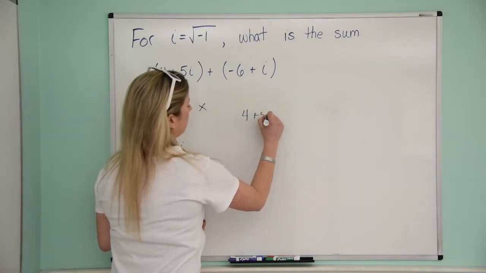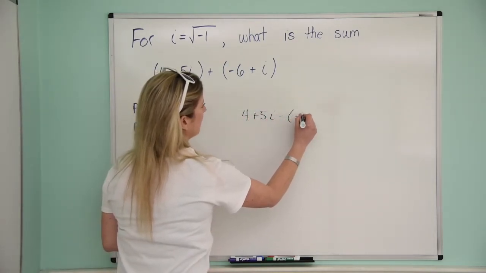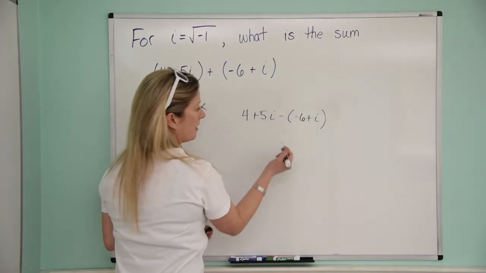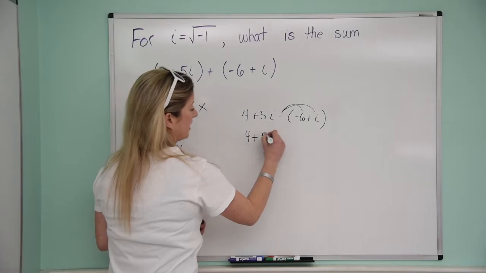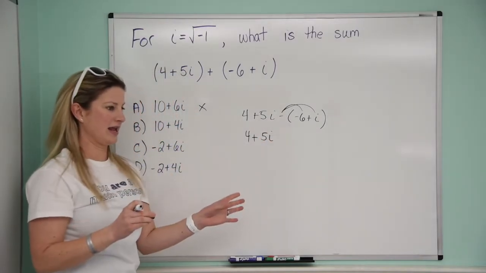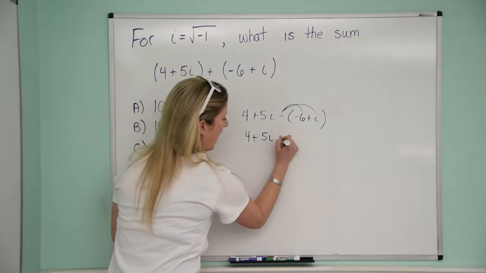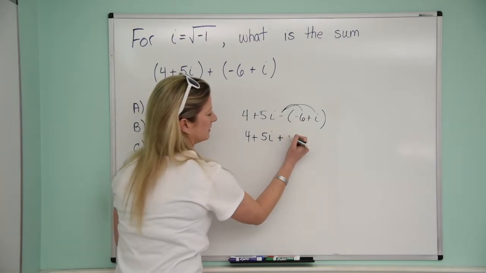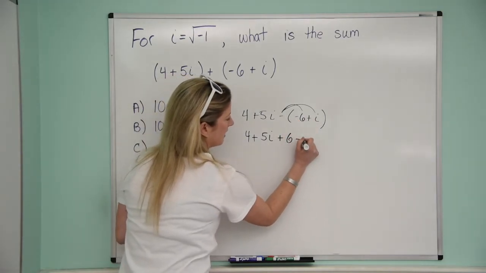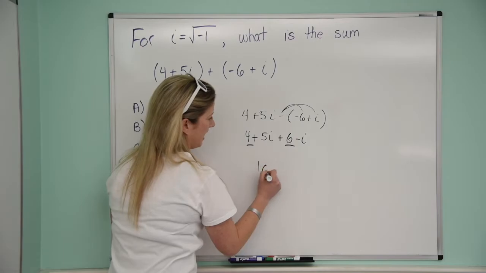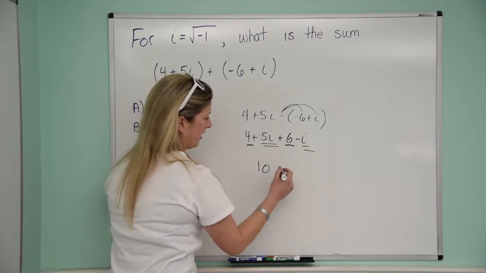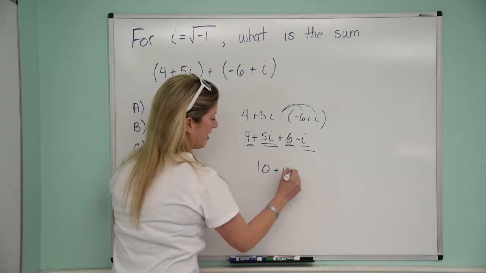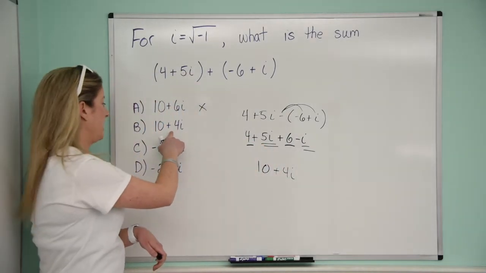So look at this. If we have 4 plus 5i and then we did minus negative 6 plus i. So remember, if that's the case, we need to distribute the negative because we change it. We say that subtraction is like adding the opposite. So we add, and the opposite of negative 6 is 6 and the opposite of i is negative i. And then if we simplify that, we have 10, and for this piece, 5 plus negative i, that's going to be 4i. Boom. And that's how you would get B.